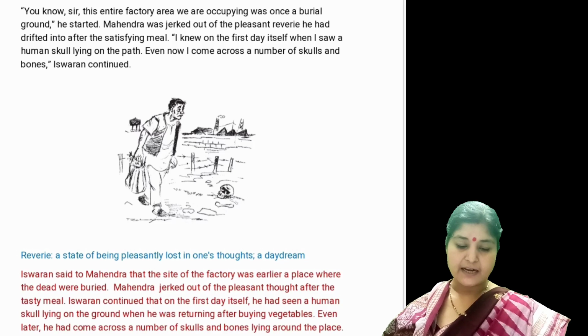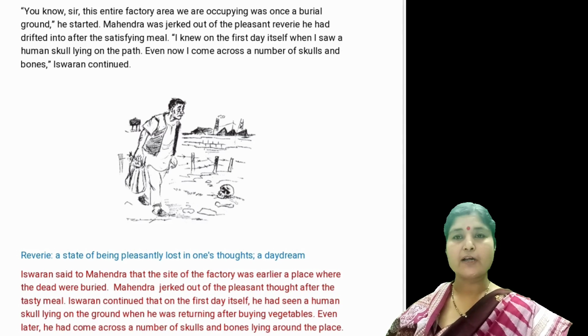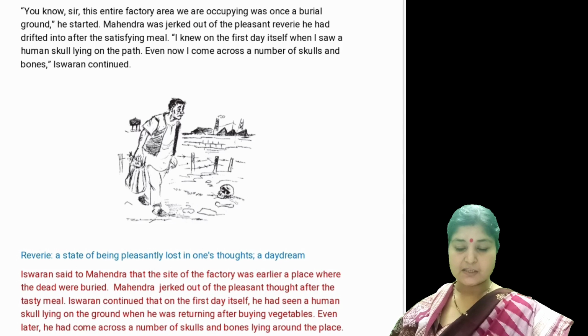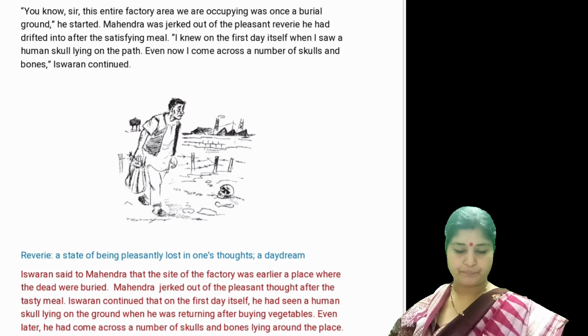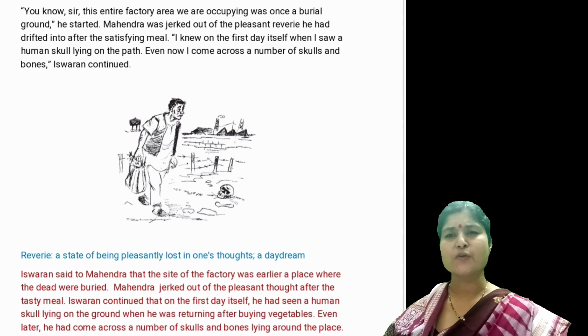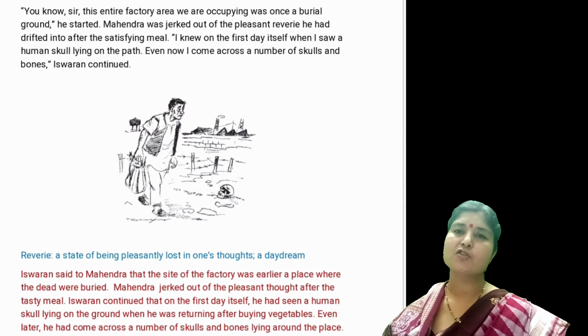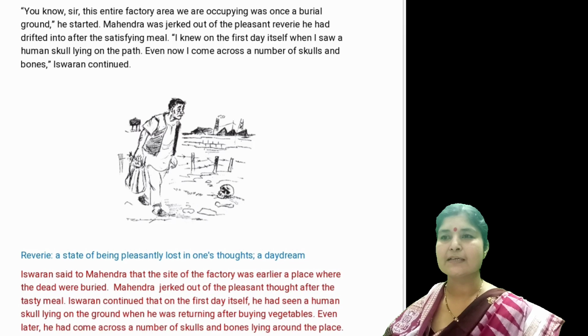"You know, sir, this entire factory area we are occupying was once a burial ground." He started. Mahendra was jerked out of the pleasant reverie he had drifted into after the satisfying meal. "I knew it from the first day itself when I saw a human skull lying on the path. Even now I come across a number of skulls and bones," Iswaran continued. So here, reverie means a state of being pleasantly lost in one's thought, or simply a daydream. So Iswaran said to Mahendra that the site of the factory was earlier a place where the dead were buried.